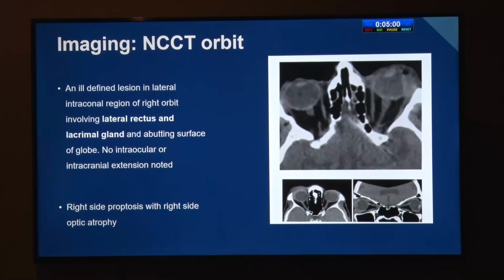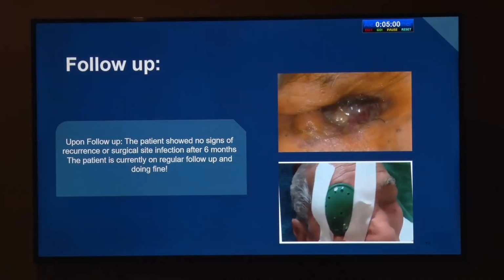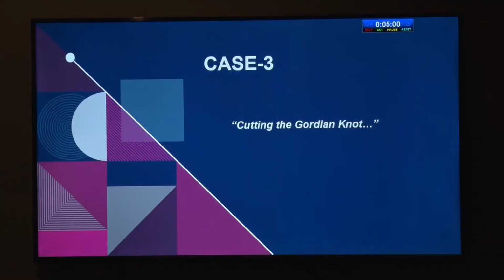NCCT orbit showed an ill-defined lesion in the lateral orbit, involving the lateral rectus and lacrimal gland, abutting the surface of the globe. There was no intracranial extension. After a lid sparing subtotal orbital exenteration, the biopsy report showed a well-differentiated grade 1 invasive squamous cell carcinoma. The patient showed no signs of recurrence or surgical site infection after 6 months of follow-up. The patient is currently on regular follow-up and doing fine.